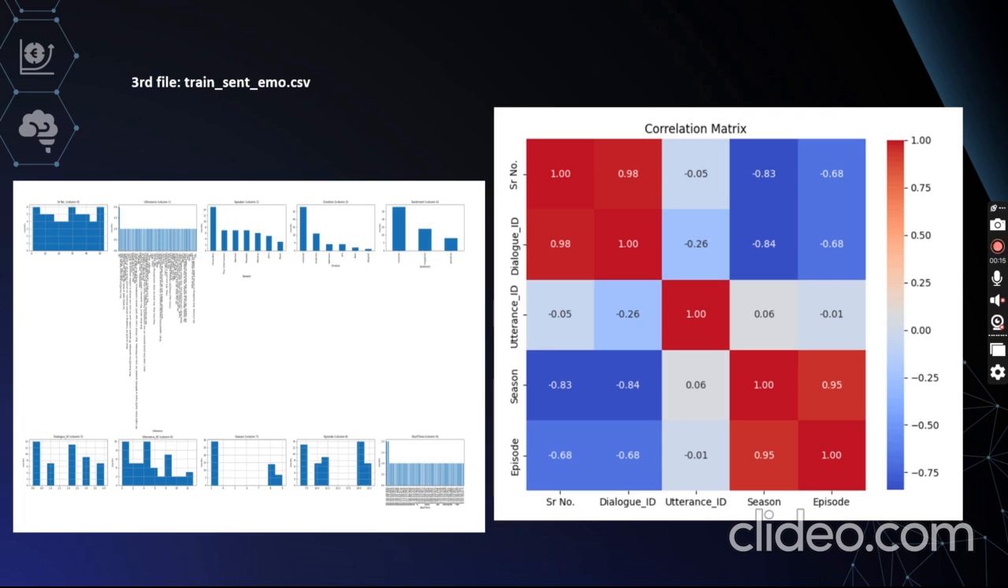This could suggest that the data may be ordered such that earlier dialogue IDs and serial numbers are associated with the later seasons, possibly due to the sorting strategy used during dataset creation. In summary, this matrix helps reveal structure in the data, such as ordering and grouping logic. For modeling, it shows the utterance ID is independent, while other columns like season, episode and dialogue ID are interrelated, useful for feature selection or understanding redundancy.